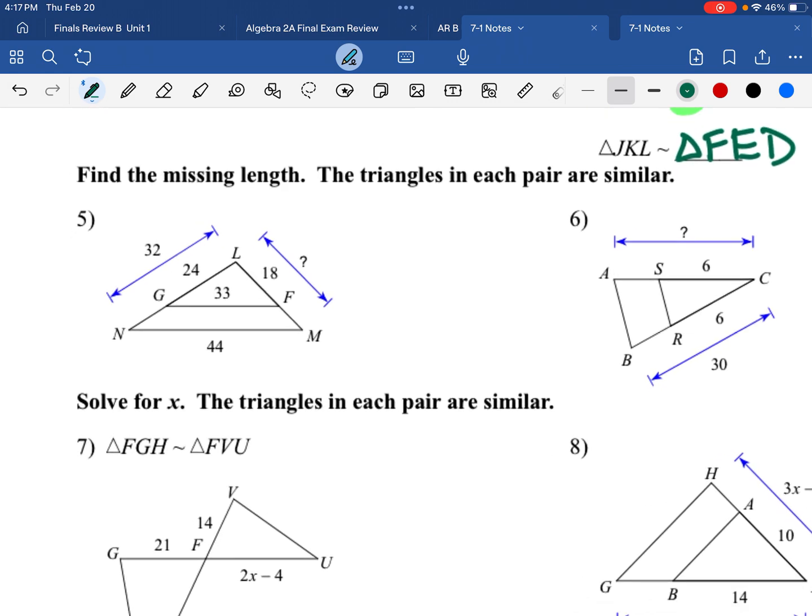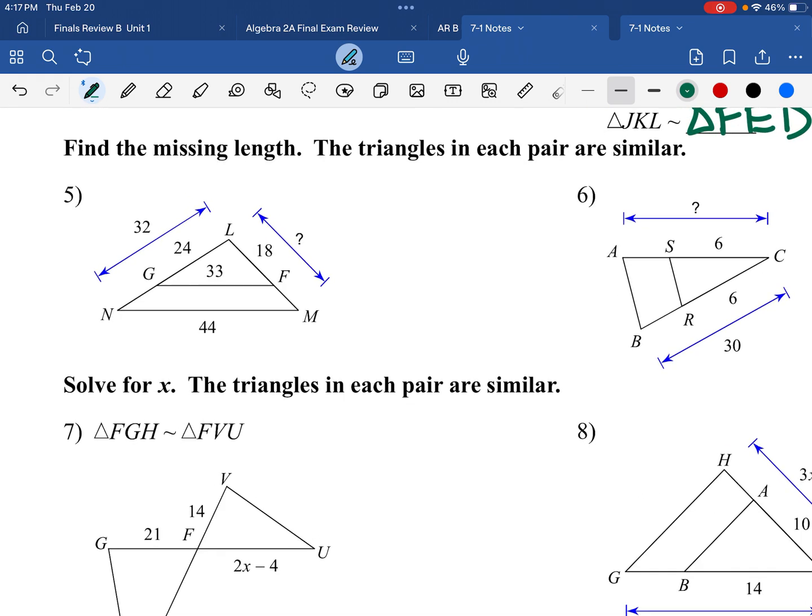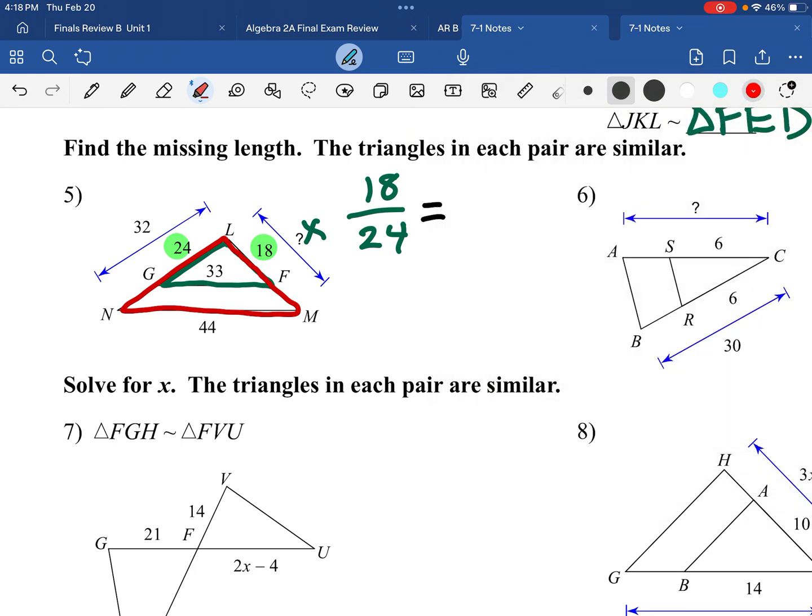Okay, just a couple more. Stay with me. So here we need to find the missing length. Okay, so the question mark, that's our X here, right? So if we're looking at the smaller triangle, the one on the inside, that's going to be in green. We are going to be using the 18 and the 24 here. So I'm going to put the shorter side over the longer side, and I'm going to see if that's equal to the larger triangle, which I will be using X and 32. So I'm going to have X over 32.